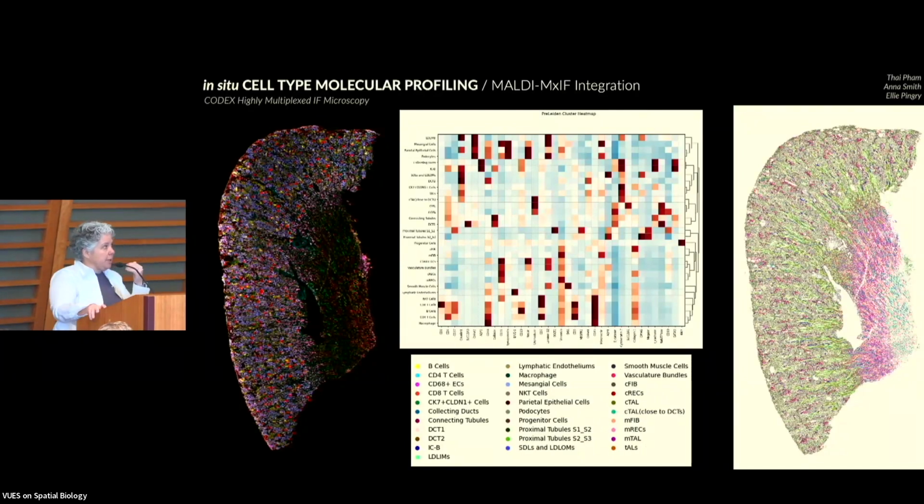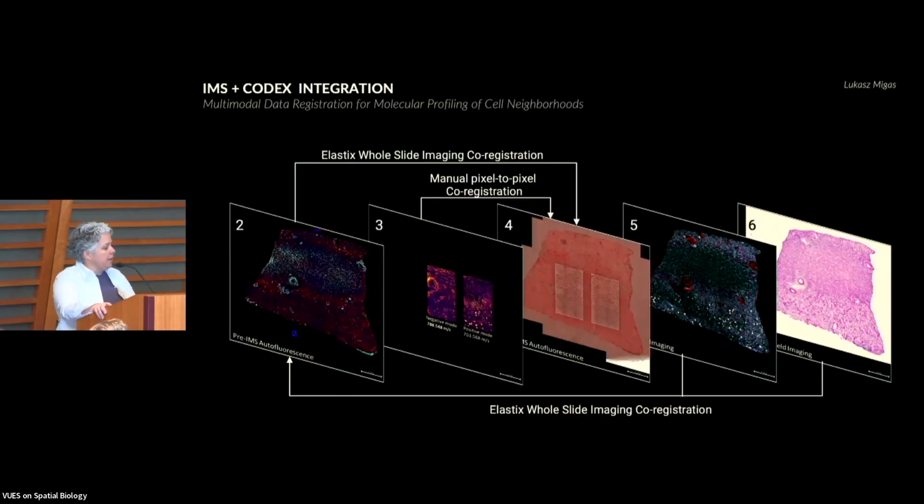And so from there, he was able to essentially do some clustering and assign cell types, project those back onto the tissue section, and now we have specific cell types on that tissue section that have been identified. And then working with our collaborators at TU Delft in the Netherlands, Lucas Migas was able to use this Elastix whole slide imaging co-registration workflow, again, relying on that autofluorescence image that's taken in series to essentially co-register the lipid data with the CODEX data.